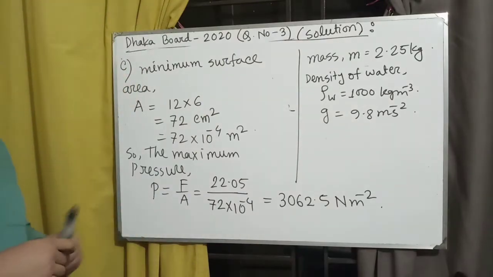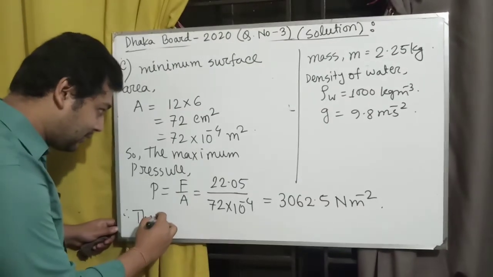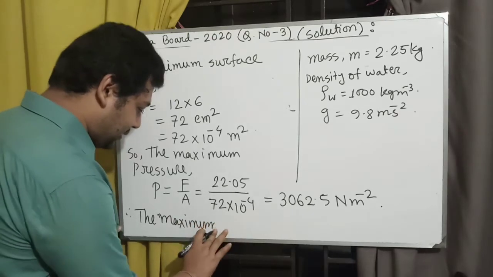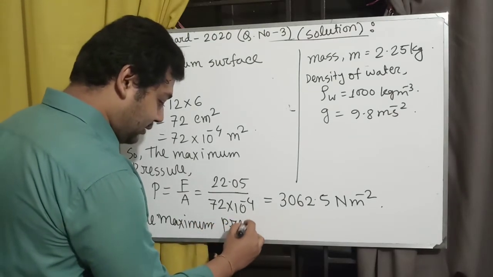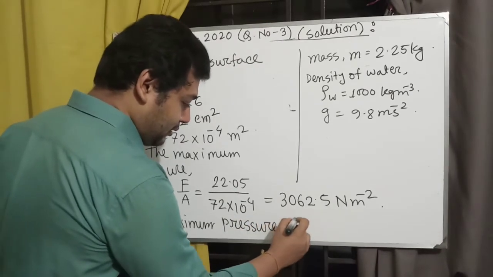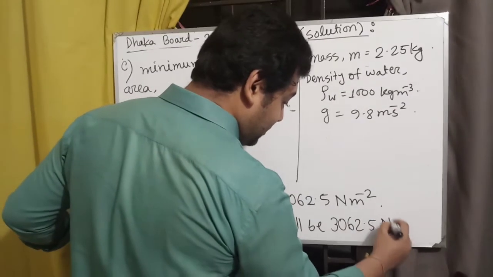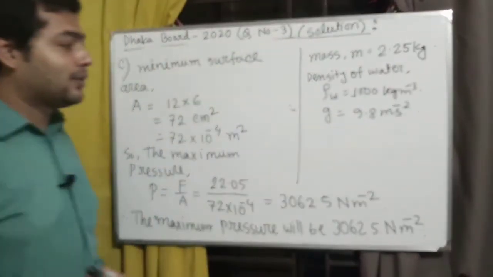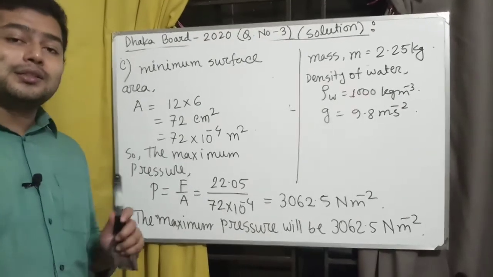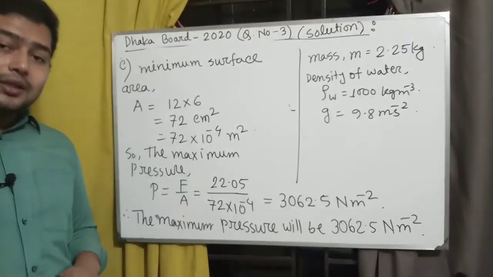Okay, so the maximum pressure will be 3062.5 Newton per meter square. Okay, so this is our answer for question number C. Now we will try to solve question number D.